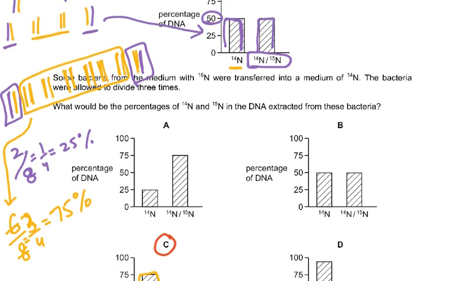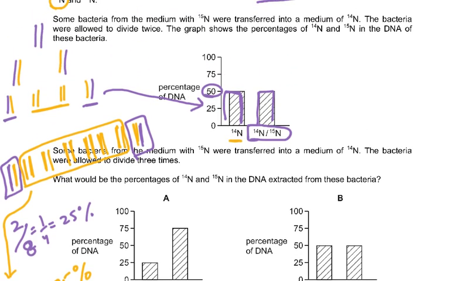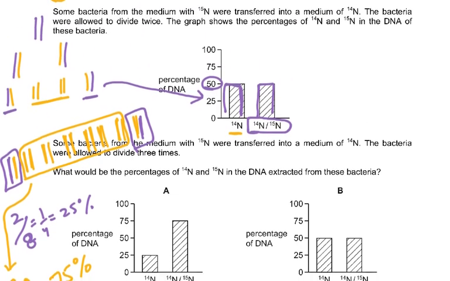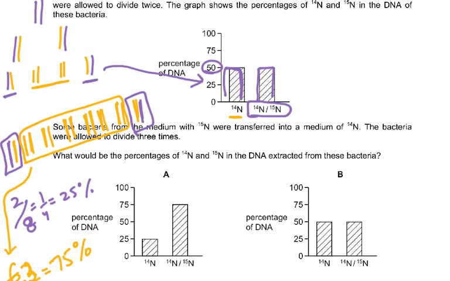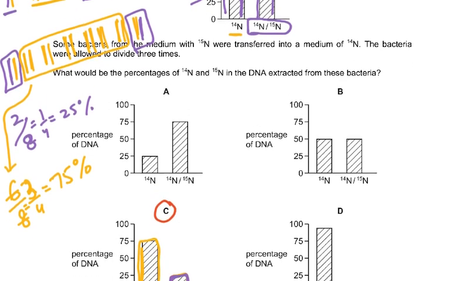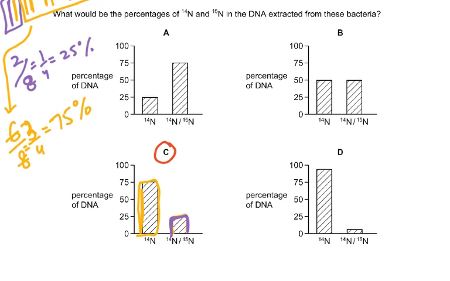So please just pause this video, have a look at it, understand how DNA replication occurs, how we're going to get one heavy nitrogen and one light nitrogen, and how this is going to be. Then finally the answer is going to be C.